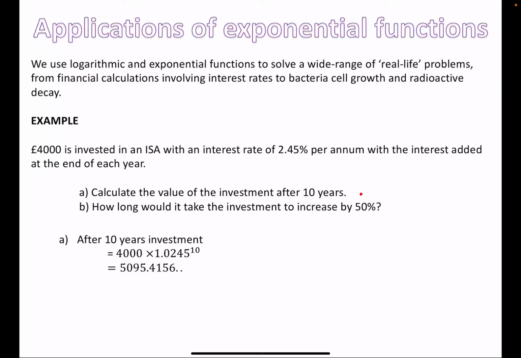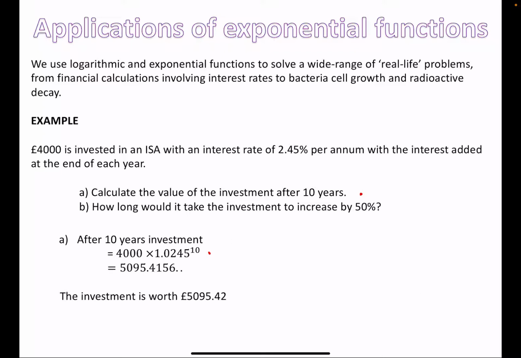£5,095 and 41 and some more pennies. In other words, the investment is worth £5,095 and rounded up would be 42p. So the point is, if we had this equation here, okay, and we wanted to actually find the value of 10, so say we knew the overall investment, but we didn't know the length of time it was taking, then we would have to use exponential or logarithmic rules to be able to find it. And that's basically what question B is doing.